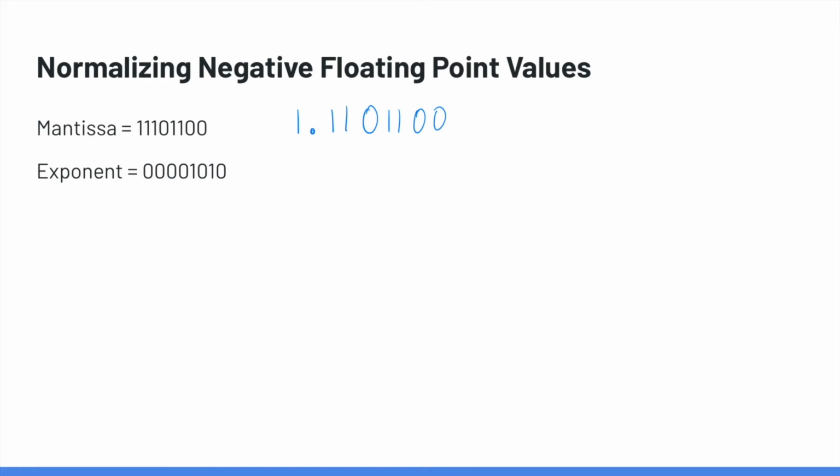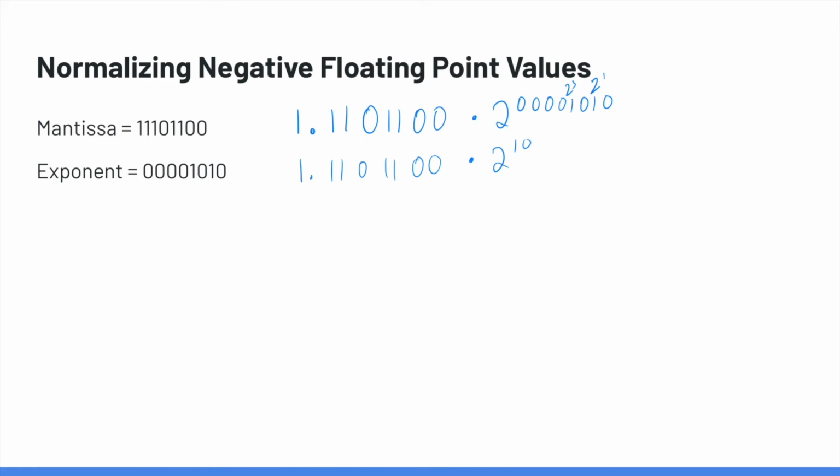1.110110 times 2 to the power of 00001010. Now, if we take our exponent and convert it to Denary, we've got 2 to the power of 1, 2 to the power of 3. So we're basically going to have 8 plus 2. So we're going to have 1.110110 times 2 to the power of 10.